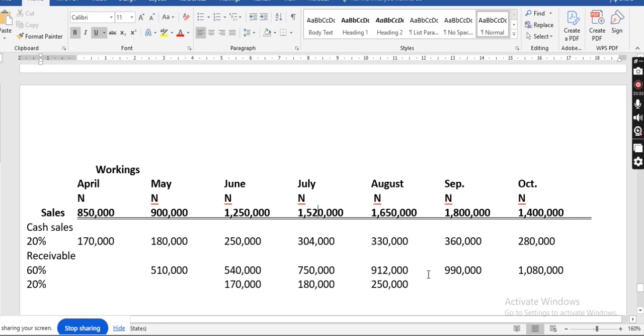20% of July, what do you have? 304. If you have a question, I'm coming. 20% of August, what do you have? 330. You can do September like that. Because what we need is just the third quarter, and the third quarter is we just need July, August, and September. Right? That is what we need.